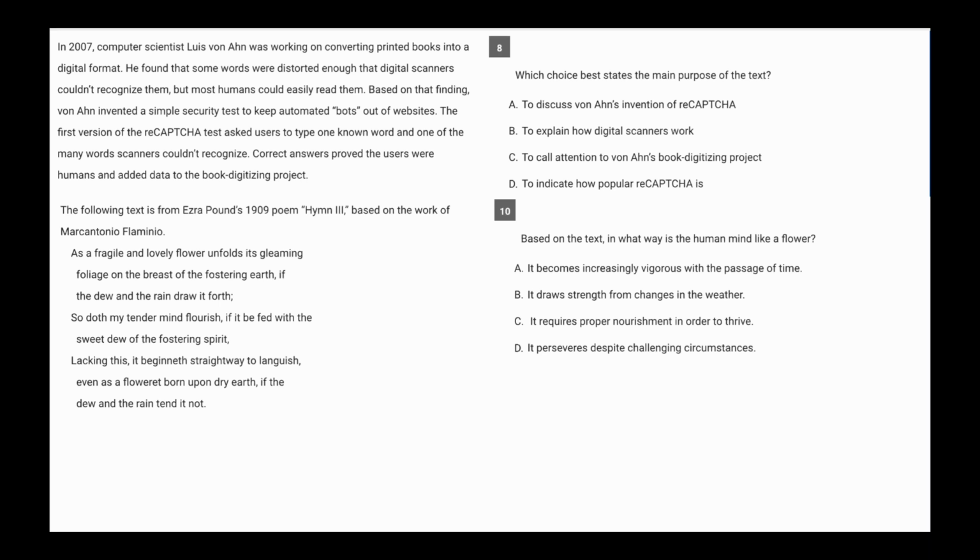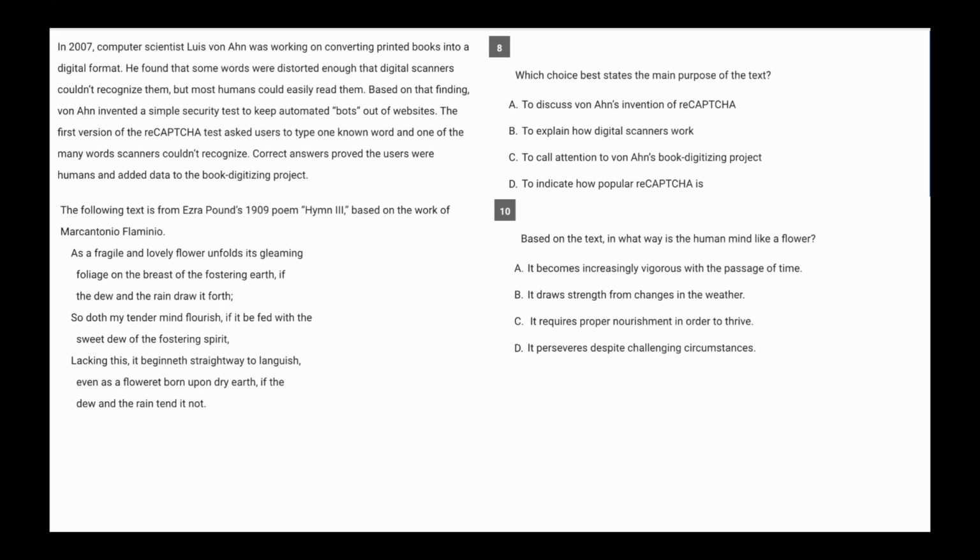Now, let's look at the answer choices. A. It becomes increasingly vigorous with the passage of time. First of all, is there anything about the passage of time? Is there a course of action or a defined period of time in the passage? It is already a red flag. We did not see anything about a defined period of time in the passage. Also, there's nothing about the flower or the human mind becoming vigorous. So it doesn't match with the passage at all. Don't even bother thinking about it anymore. Just immediately cross it out.